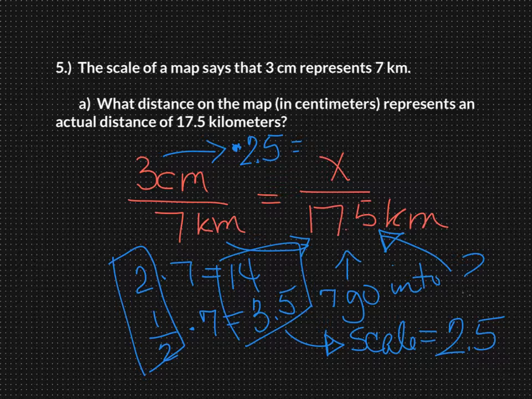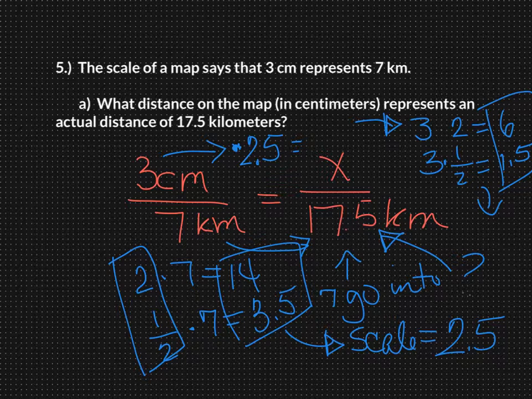So I'm going to use that same strategy, that 3 times 2 is 6, and then 3 times 1/2 is 1.5. I add these two together, and I know that that's going to give me an answer of 7.5. So the answer for the distance in the map in centimeters is 7.5 centimeters.